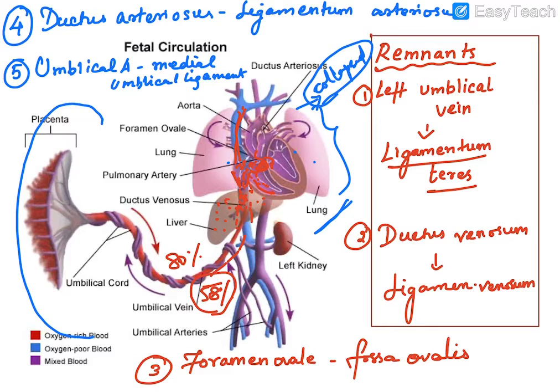This is called the foramen ovale. So this foramen ovale we are seeing again. Through this foramen ovale, some blood is actually passing from the right atrium to the left atrium. Okay, from the right atrium, blood goes to the left atrium.